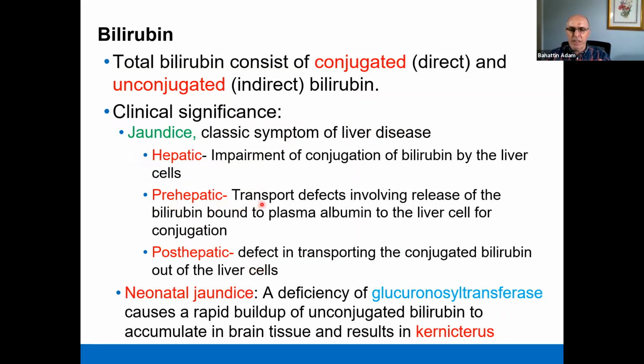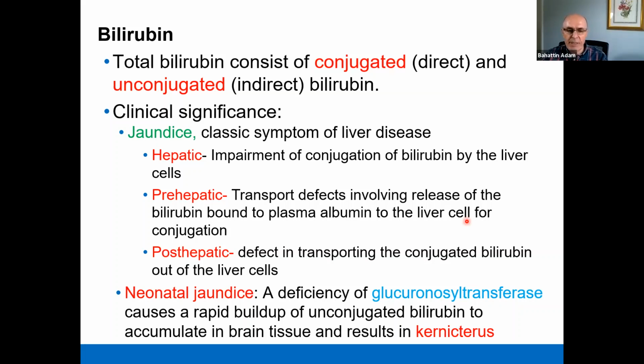Okay, in prehepatic, there is a transport defect involving release of the bilirubin bound to the plasma albumin, because the bilirubin is produced in the reticuloendothelial cells after breakdown of the hemoglobin, then transported to the liver for conjugation. If any problems occur before reaching the liver, we call it prehepatic jaundice.